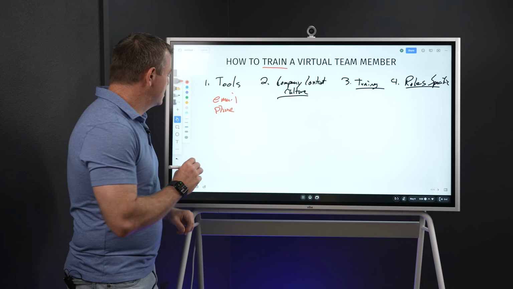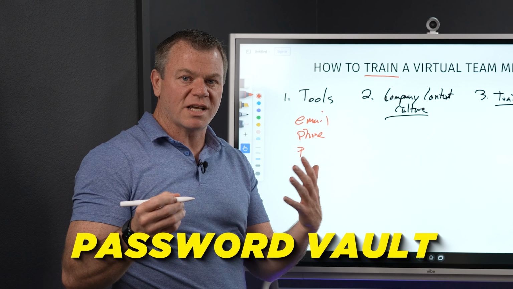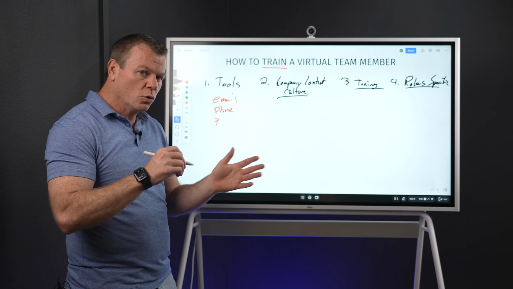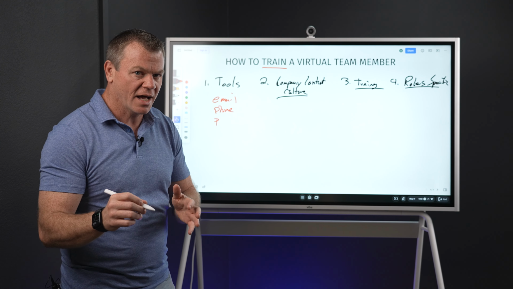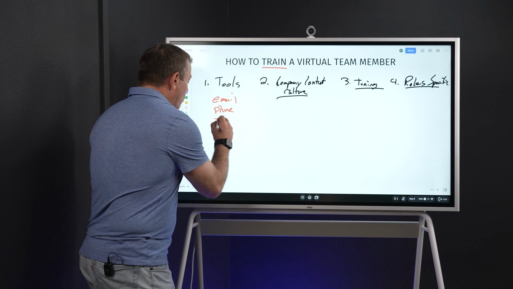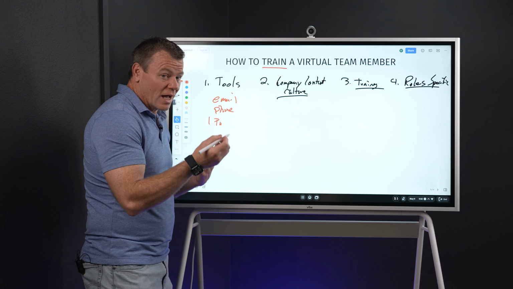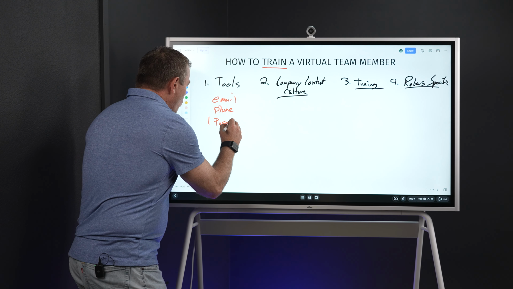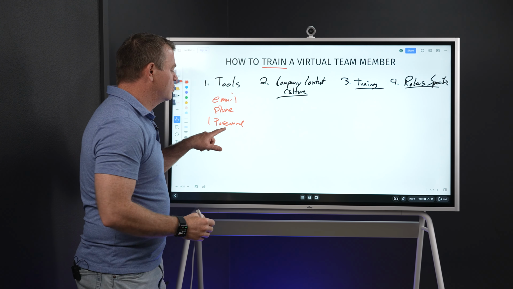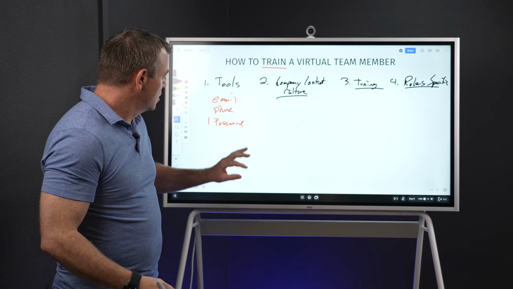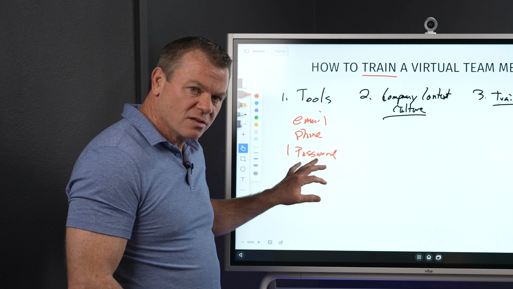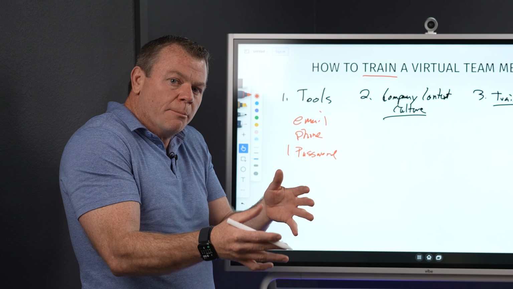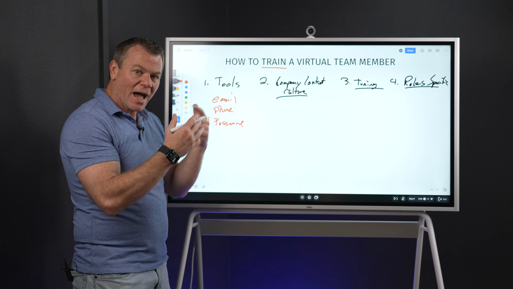The next is a password vault. I like 1Password. Google has one. There's another one called 1Pass, but 1Password is the one that I use. I really like it. What that does is it allows you to teach your virtual professional to not save passwords on their local computer, but inside of the cloud, and then password protect it.